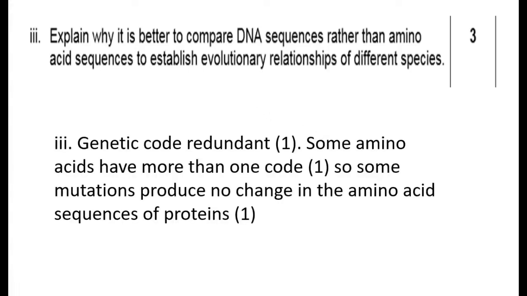The few elements, that's from the marking scheme. So the genetic code is redundant. Some amino acids have more than one code. So some mutations produce no change in the amino acid sequence of proteins. And you could almost add, whereas these differences would be shown in the DNA sequence.